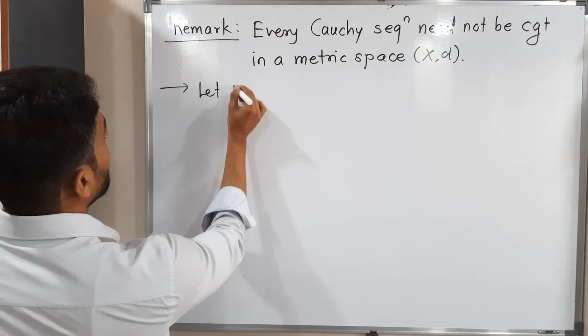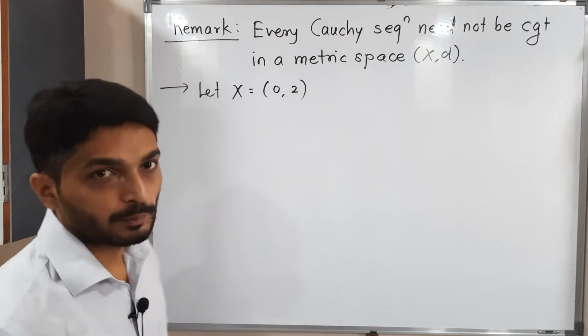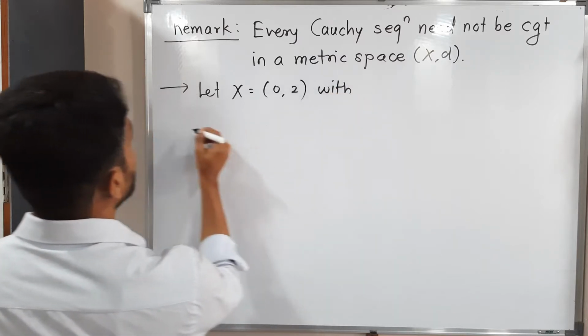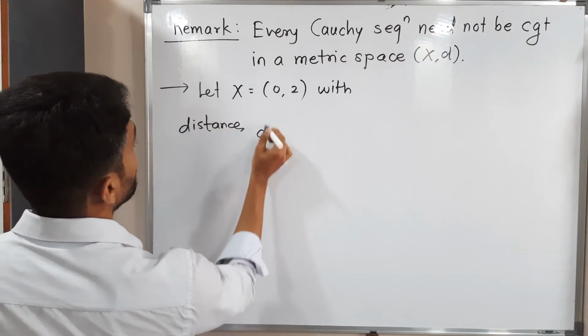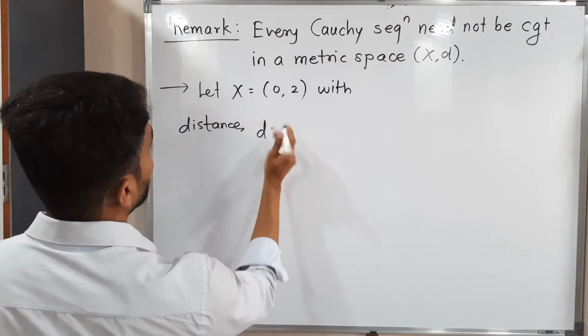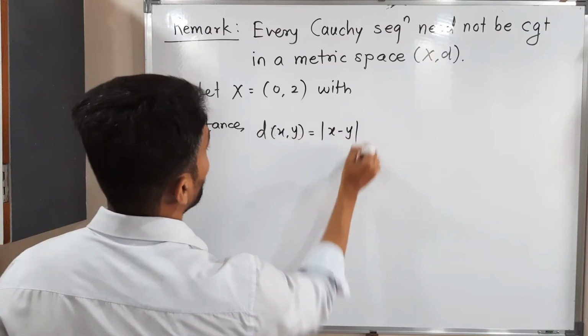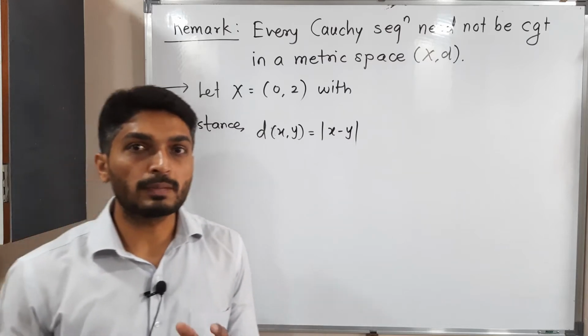I am considering X equal to the open interval (0, 2), with distance d(x, y) equal to mod x minus y. You know that this is the usual distance in R. So we have fixed our metric space.